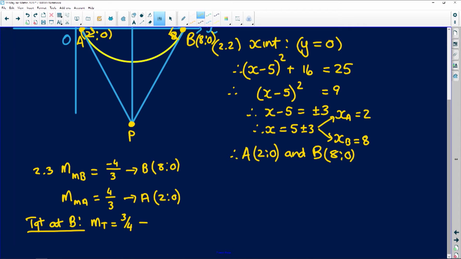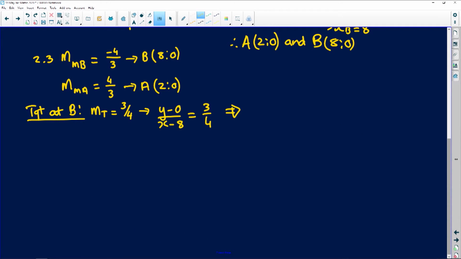Then I can say the equation of that tangent is y minus 0 over x minus 8 is equal to 3 over 4. I'm going to continue with this on this side. Let me just make space for us. If I cross multiply, I get 4y equals 3x minus 24. I divide by 4, y will be 3 over 4x minus 6. So that's the tangent at point B.